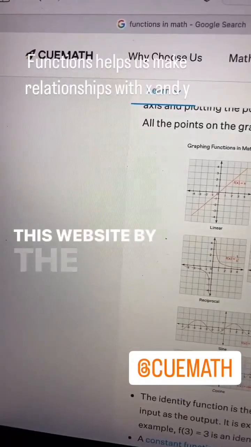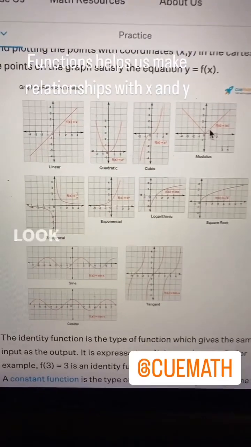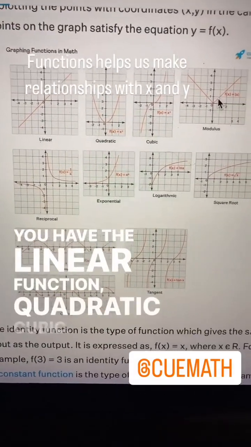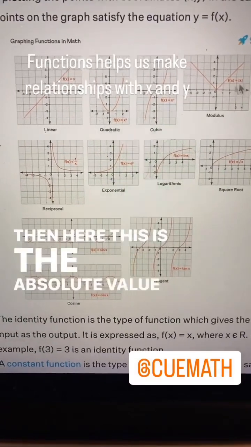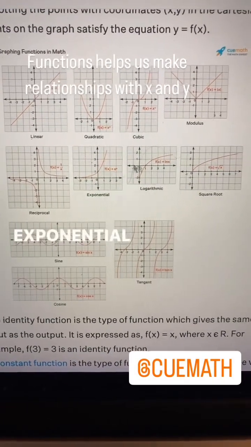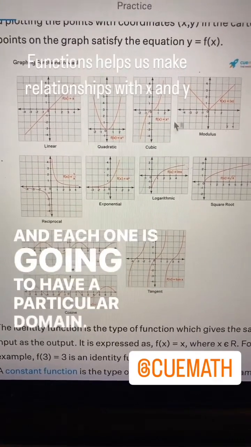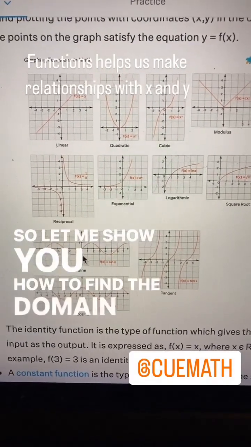This website, by the way, I love it, QMath. Look at this, the different functions. You have the linear function, quadratic, cubic. Then here, this is the absolute value one, reciprocal, exponential, and so on. Each one is going to have a particular domain. So let me show you how to find the domain when you have a graph.